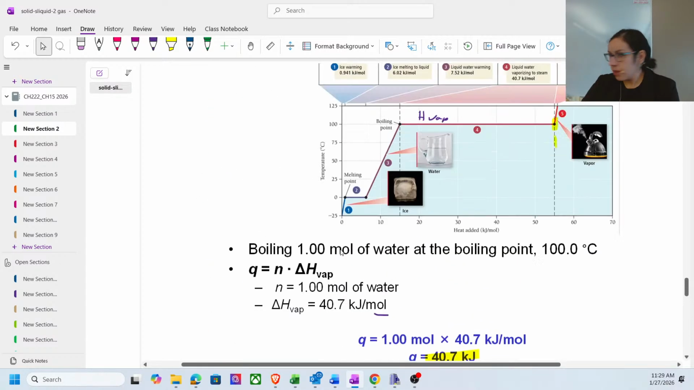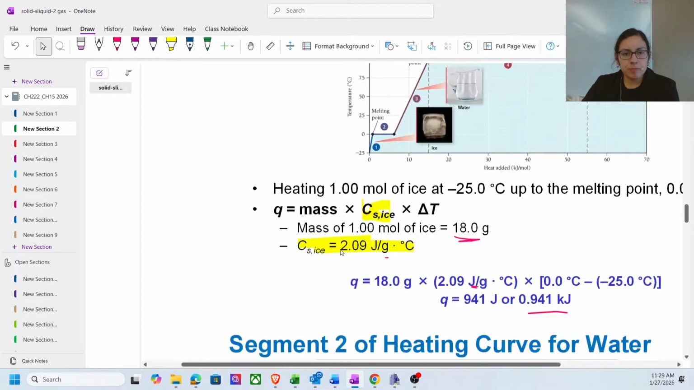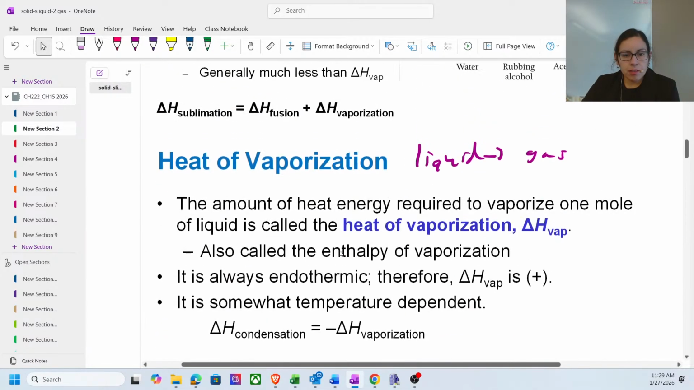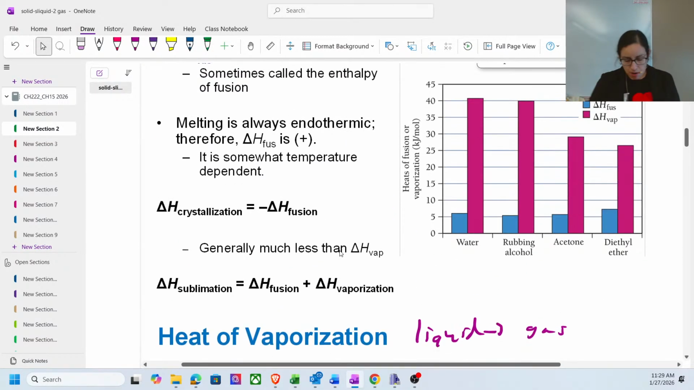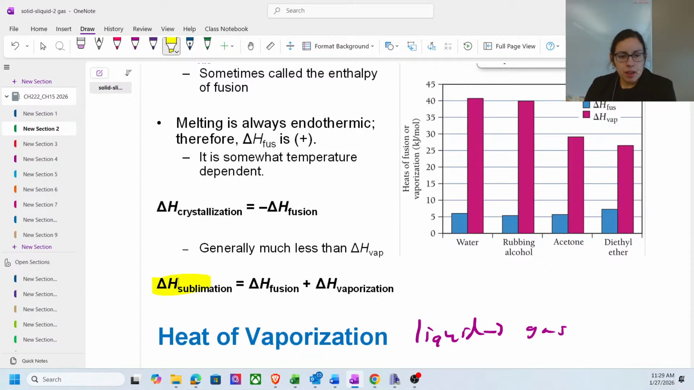Oh, and other things I forgot to mention. Let's say you were given a problem and it mentioned sublimation. Do you guys remember what sublimation is? Isn't that when something skips the liquid phase and goes straight from solid to gas? Yep. So solid to gas.